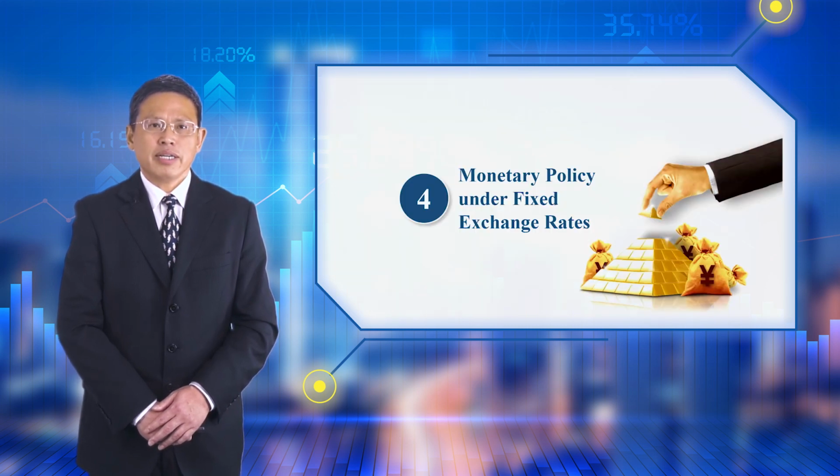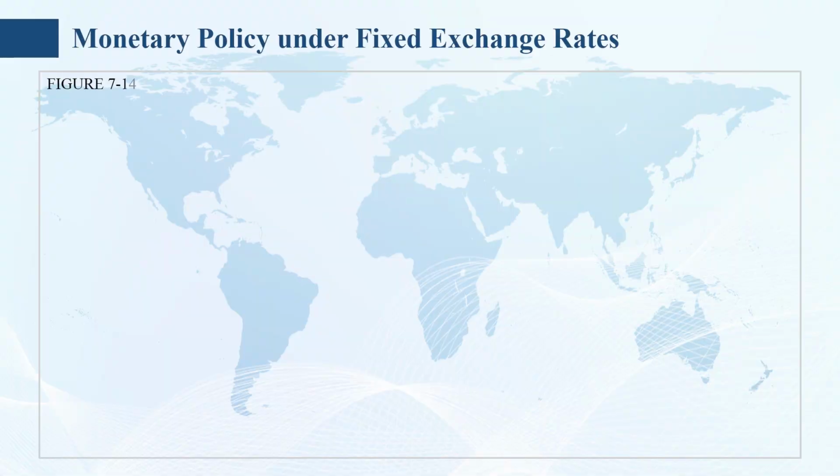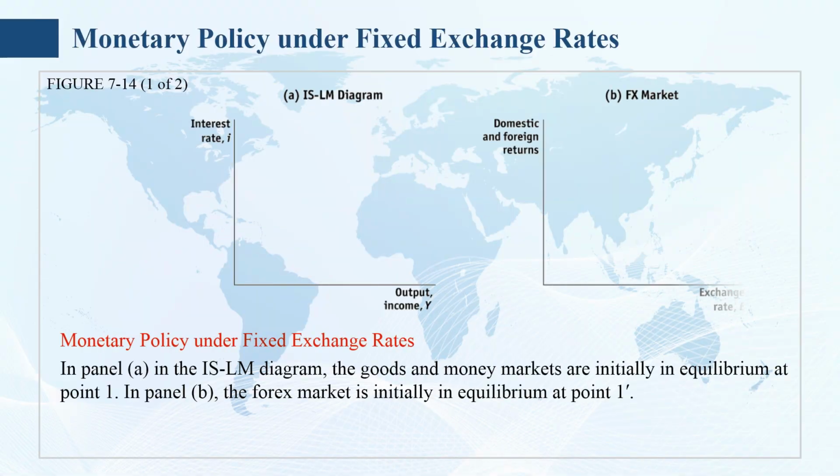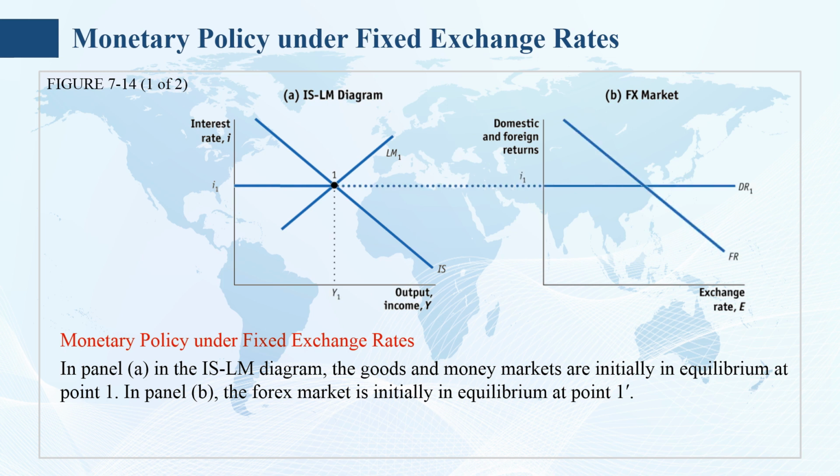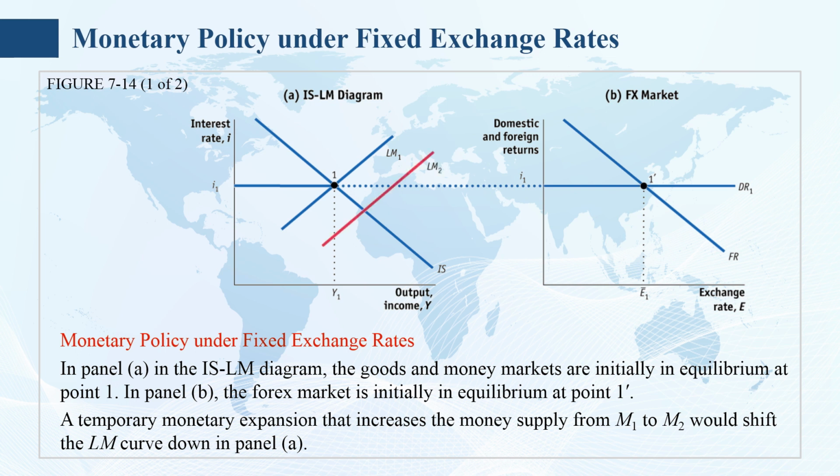4. Monetary policy and fixed exchange rates. Figure 7-14 puts the model to work. In panel A, in the IS-LM diagram, the goods and the money markets are initially in equilibrium at point 1. In panel B, the foreign exchange market is initially in equilibrium at point 1.